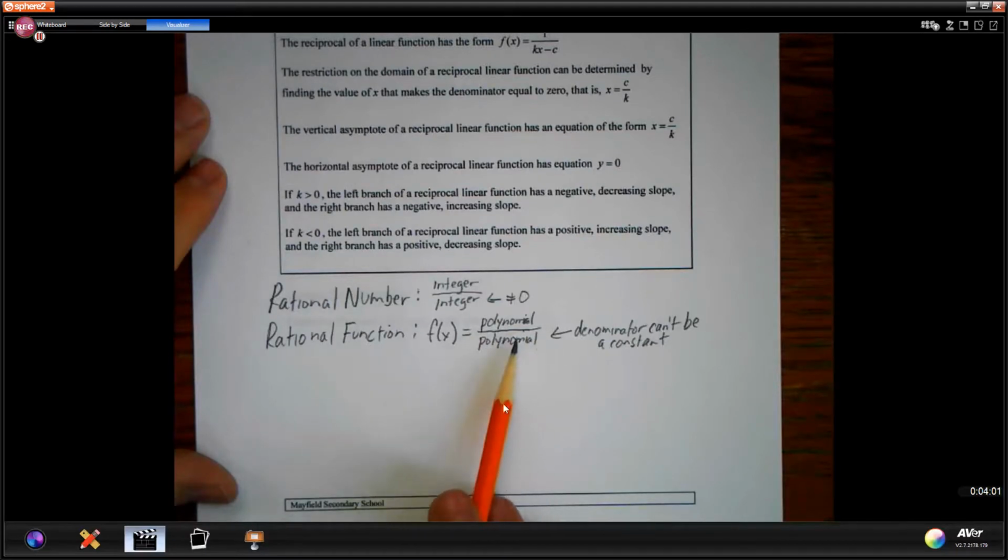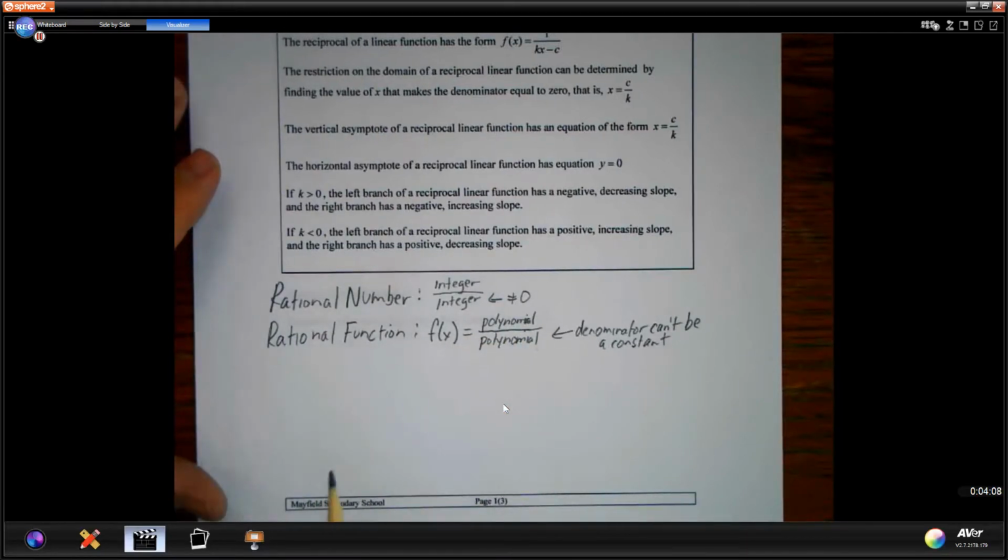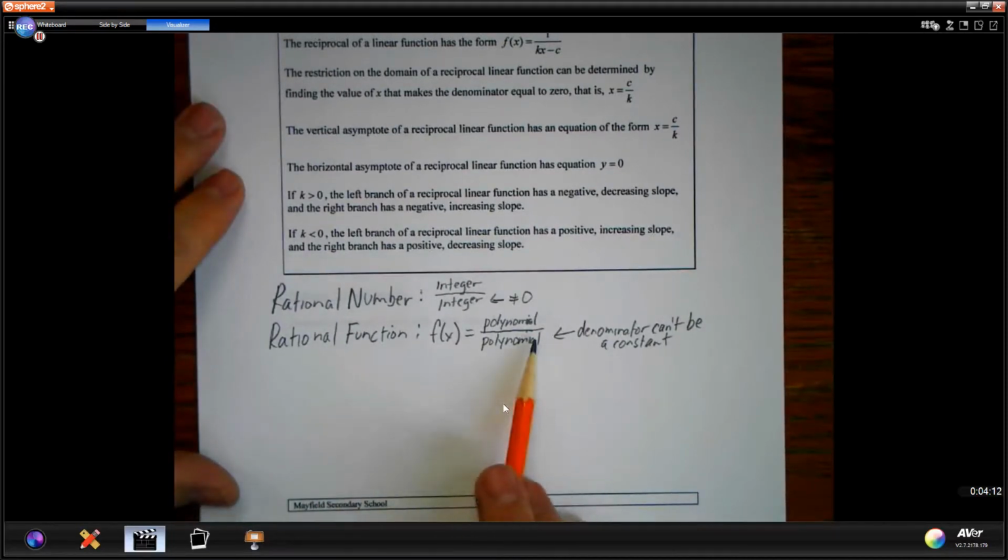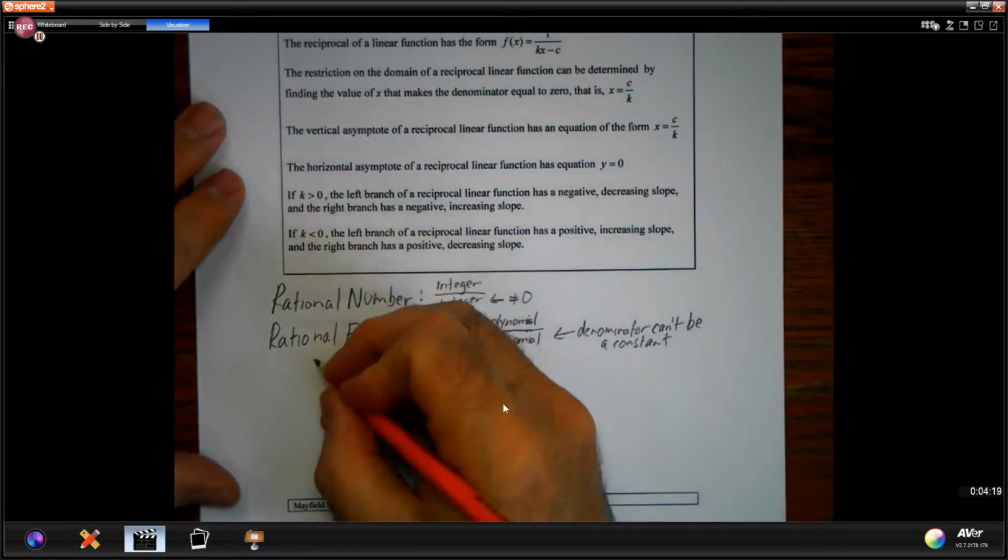So that's the reason why we can't have a constant on the bottom. It has to have some expression involving the variable x. But the top can be. You could have a 1 up there. You could have a -5. You could have everything. So that's the only restriction on how you create a rational function. Let's look at some examples.